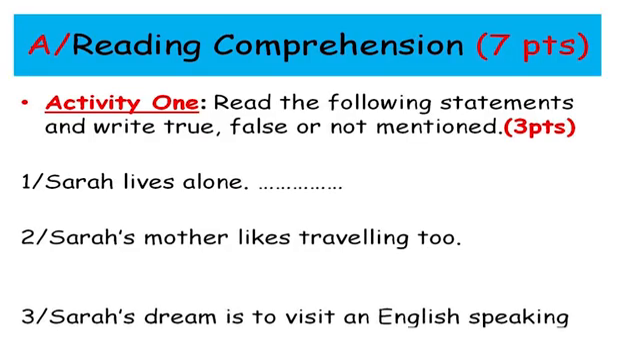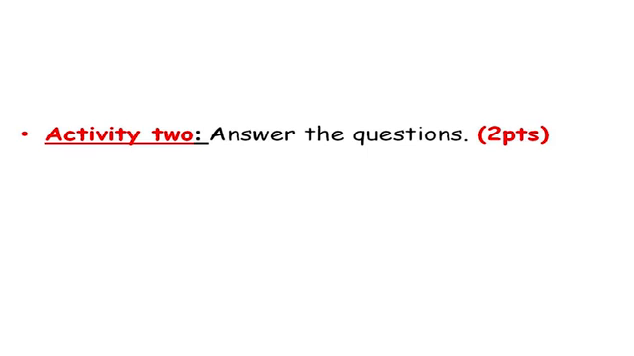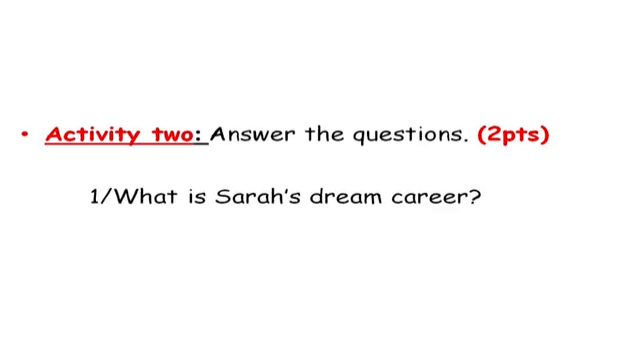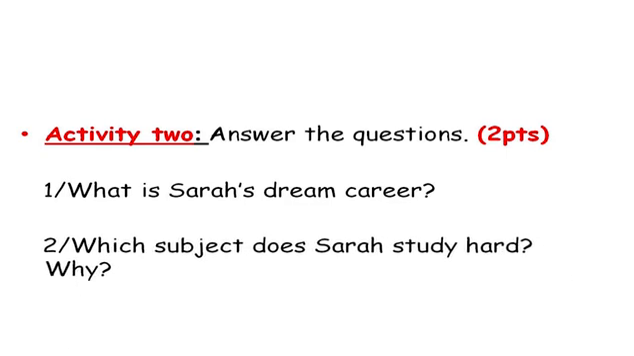Now, let's move to the second activity, activity 2. What is the instruction? Answer the questions. And we have 2 questions. What can you see concerning the questions? Here, both of them start with WH. The first one starts with what. The second one starts with which. So both questions need a full answer, a complete sentence to answer them. Okay?